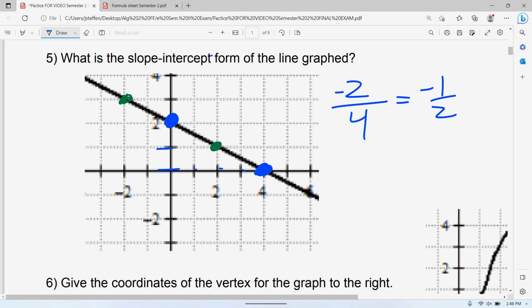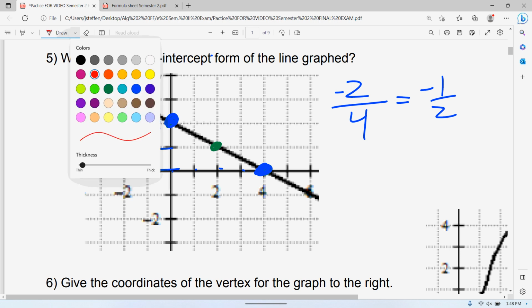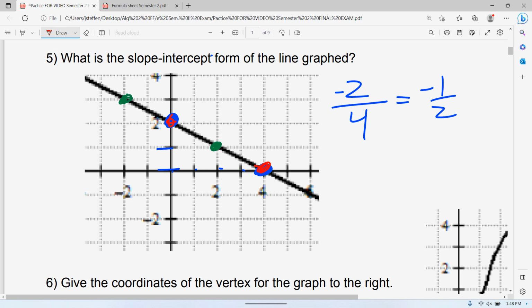You could have gone from this one first, and then up to this one. So you could have gone up 2, so that's positive, but then to the left 4, which is negative. That gets you the exact same thing. I guess technically that would be under here, but it all means the same thing, negative 1/2.